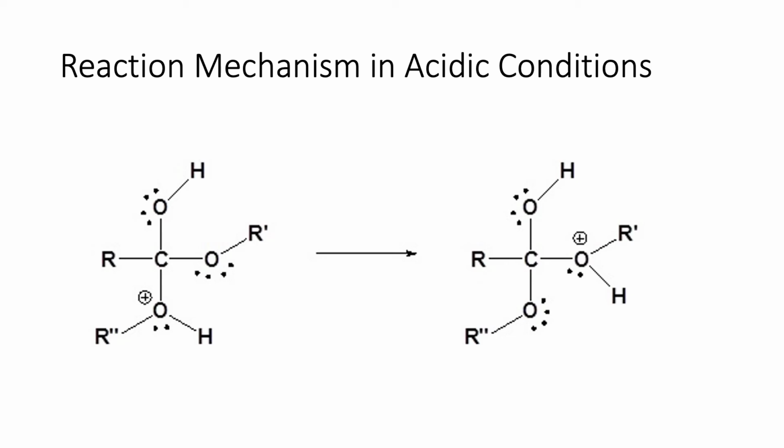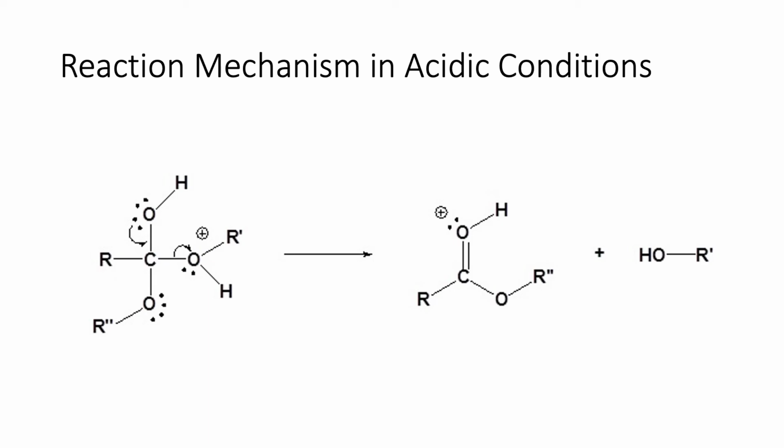Next in this reaction, an intramolecular proton transfer is going to occur in the intermediate. So the positive charge is going to be moved from the oxygen of the alcohol to the oxygen of the ester, and this is shown down below in the picture. These two molecules in the picture are actually the same, and these are known as resonance structures.